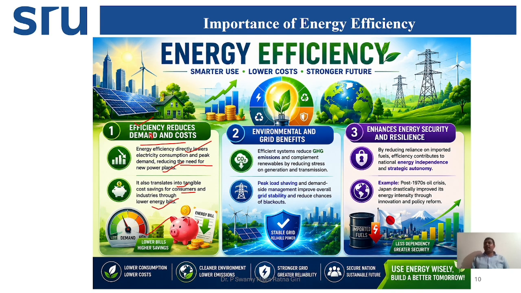Next one is the environmental and green benefits. An efficient grid system reduces greenhouse gas emissions, which reduces stress on our generation and transmission, and CO2 emissions will be reduced. For peak load saving, through demand side management, at points where you have high demand, you can shift it to where the low demand is. That gives grid stability and reduces the chance of blackouts. That will be helpful to manage in a better way. That was the stable, reliable power system.